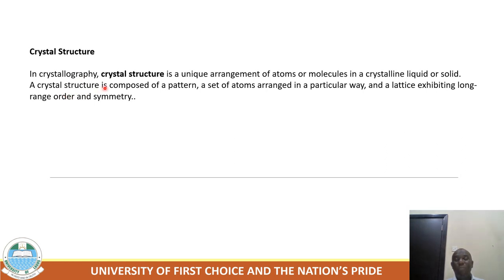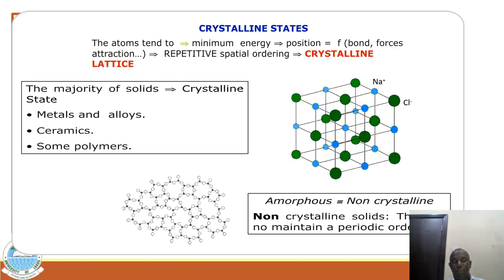So in crystallography, crystal structure is a unique arrangement of atoms or molecules in a crystalline liquid or solid, such that there is a pattern of that arrangement, and a set of atoms are arranged in a particular way, and a lattice exhibiting long range order and symmetry. As a result of that, for a typical representation, we can look at the sodium chloride structure.